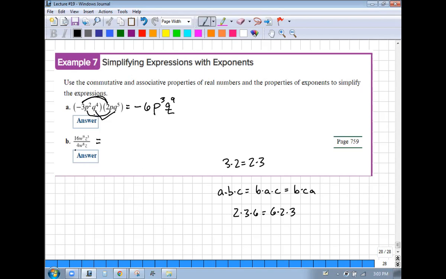Here we have 16 divided by 4 is 4. We have 9 W's on top, 8 on the bottom. That leaves us with 1 W left over. We have 3 Z's on top, 1 on the bottom. That leaves us with 2 left over, right?